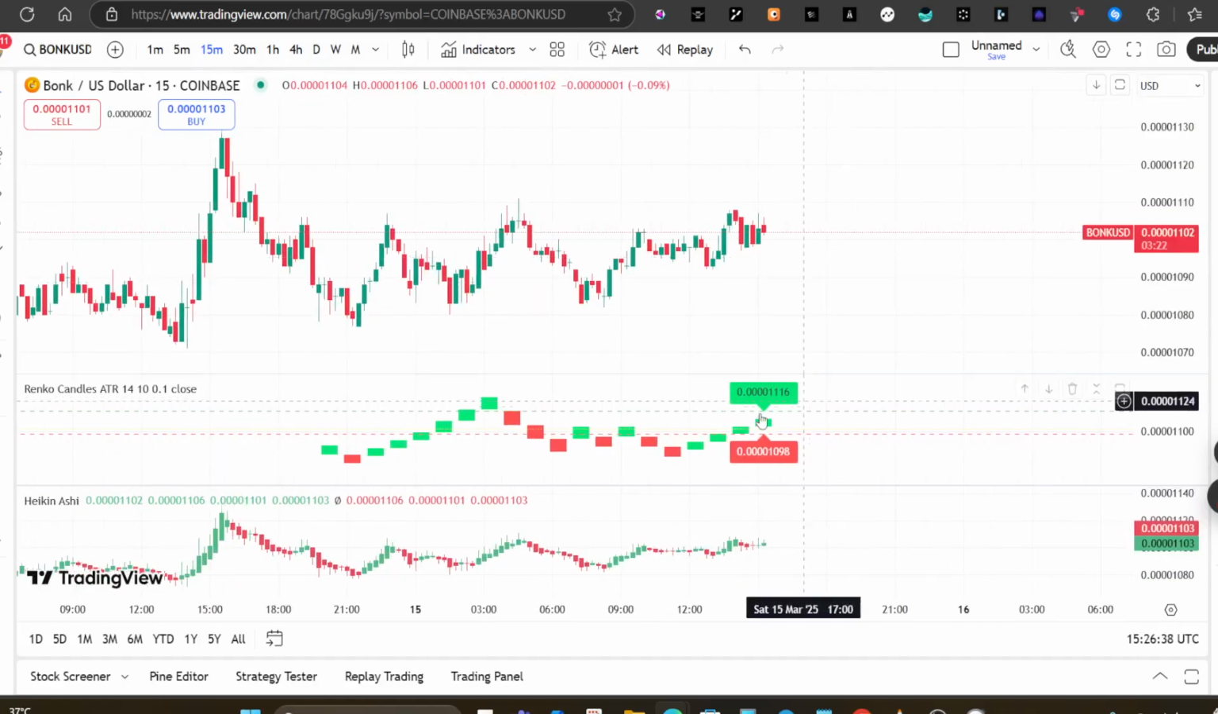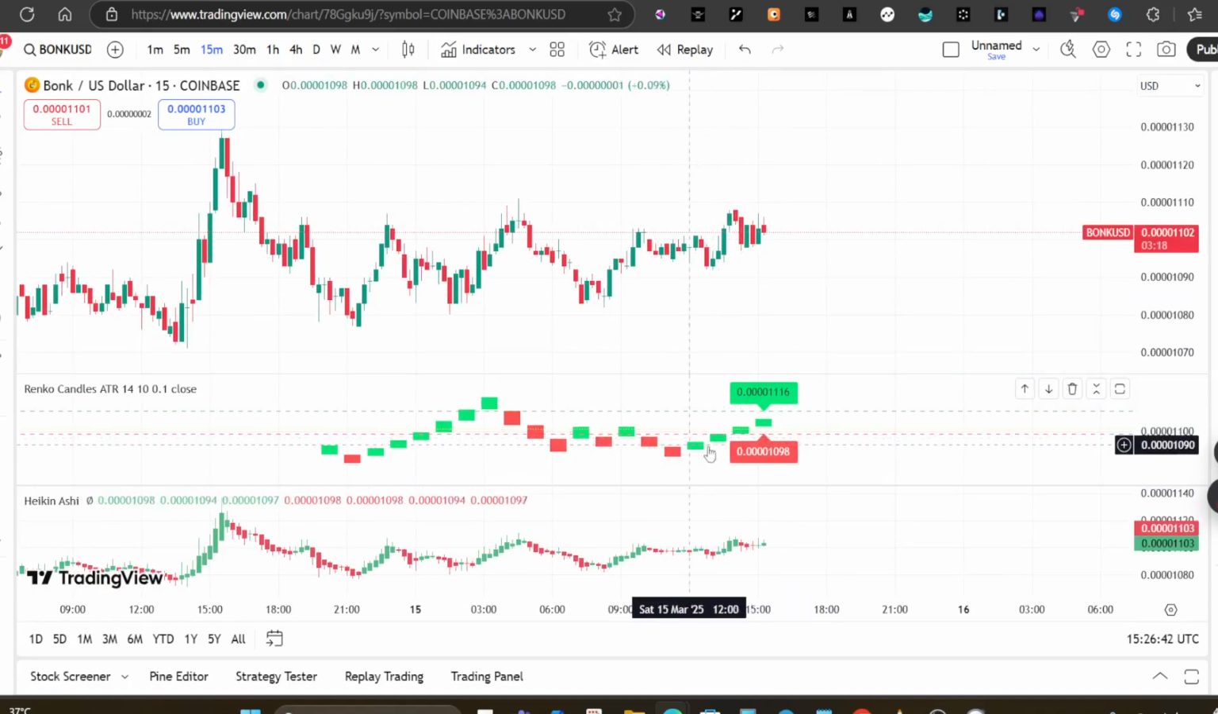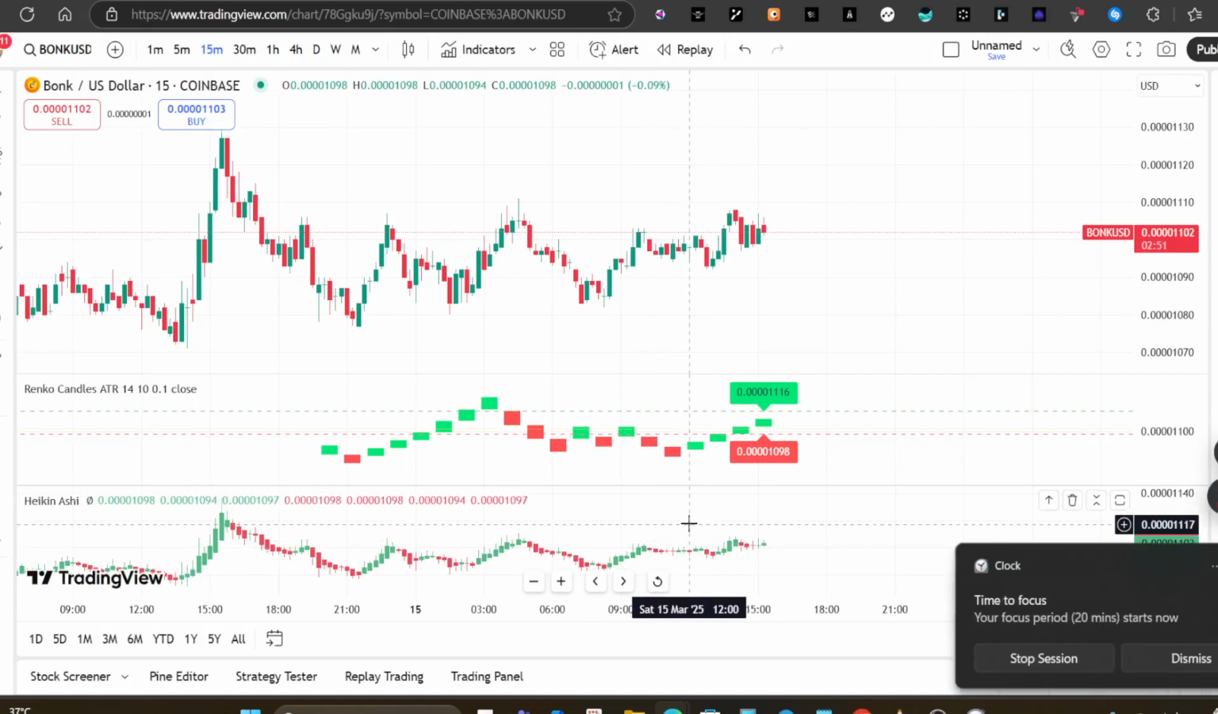Now, the Renko charts, unlike the traditional candlestick charts, these Renko candles focus only on price movement, not time. Okay, so this eliminates market noise and highlights true price trends. So instead of displaying every price tick, Renko forms bricks only when price moves a certain amount. Then concerning the Heikin Ashi candles, these modified candlesticks smooth out fluctuations, making trend direction clearer.